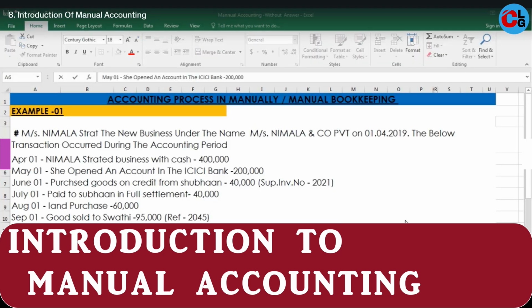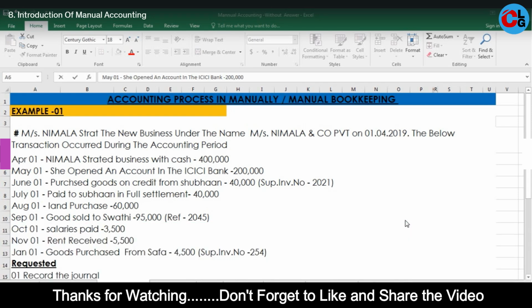Welcome to the accounting process in the manual bookkeeping section. Up to now we have studied the theoretical part about what accounting is and what the accounting process is. Now we are going to do a practical example of how to do the accounting and the accounting process in manual bookkeeping.